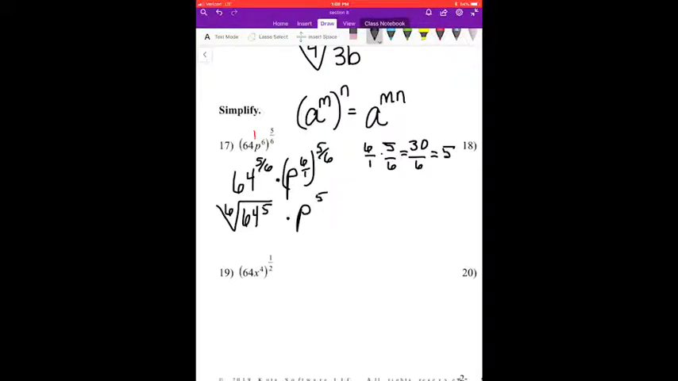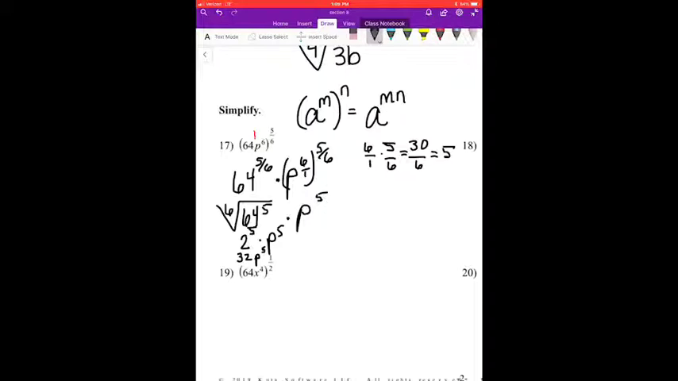All right. 64 raised to the 5/6 is the same thing as the 6th root of 64 raised to the 5th. Let me see if 64 has a perfect 6th root. It does. It's 2. So the 6th root of 64 is 2, and then I raise that to the 5th power. 2 raised to the 5th power is 32. So my final answer should be 32p to the 5th.